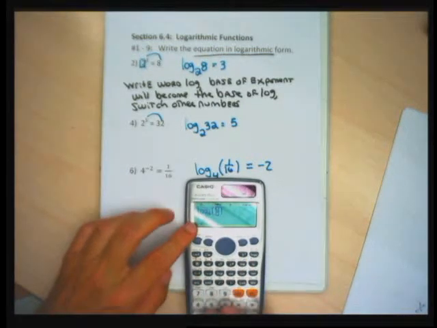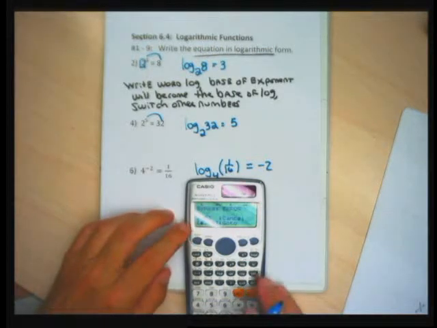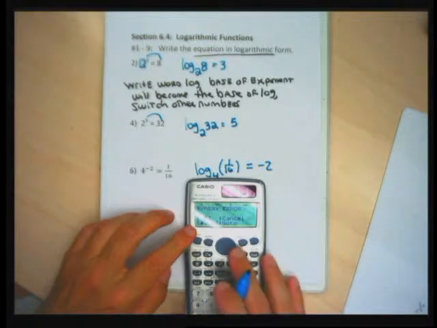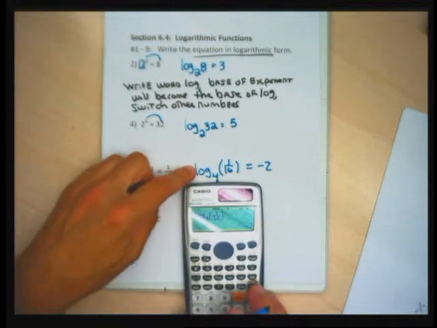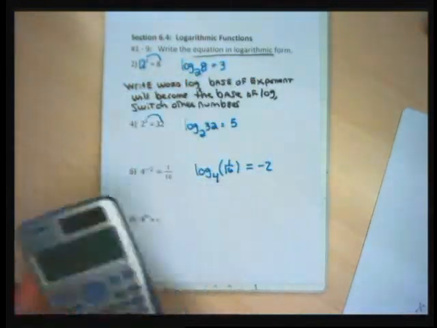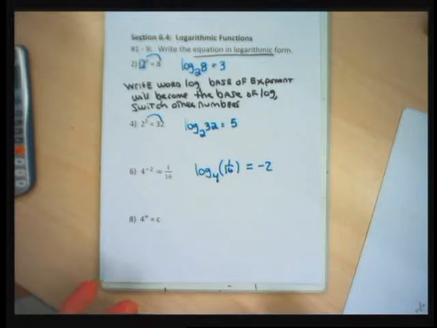So the log base 4 of 1/16 equals error. I don't know what I typed. I'll do 1 over x. The log base 4 of 1/16 equals negative 2. Perfect. My statement matches up perfectly. 8 I can't check on my calculator because of the letters, but I certainly can write it in logarithmic form.